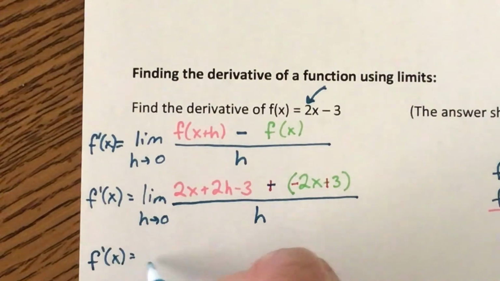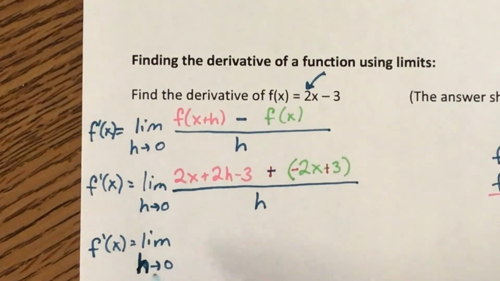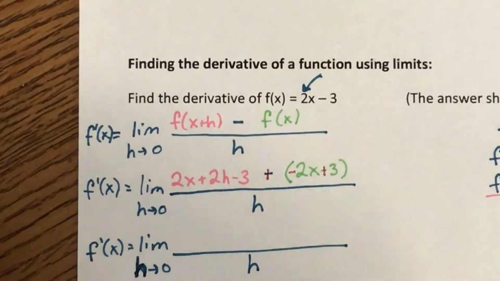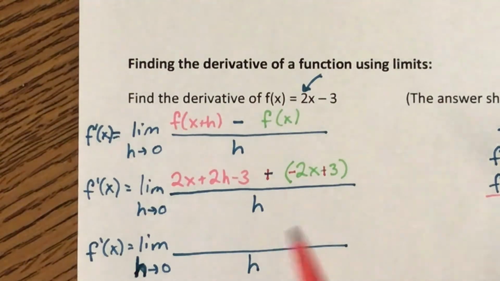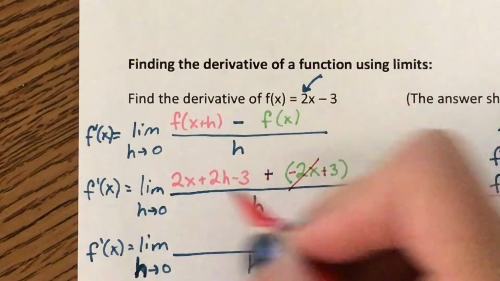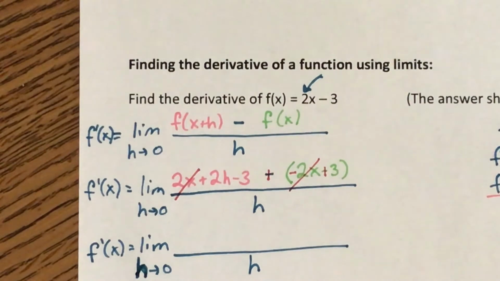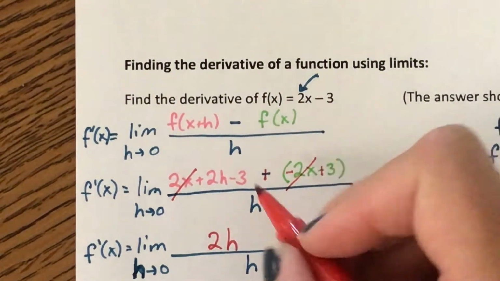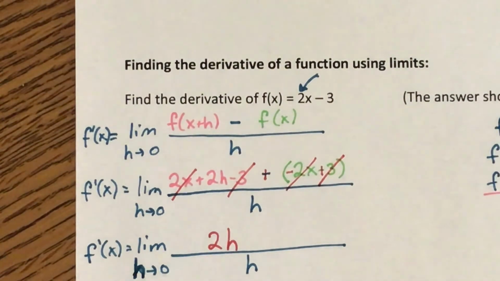f prime of x equals the limit as h approaches 0. It's a super common mistake, partially because of habit and partially because of misunderstanding. All right, so we have some terms that can actually match up. We have a 2x and a negative 2x. Those combine to be 0. They cancel. All right, what else? 2h, nothing matches a 2h, so let's bring it down, 2h. Negative 3 matches with a positive 3 and adds to 0, so those guys cancel. So literally all we had was a 2h on the top, and we have an h on the bottom.